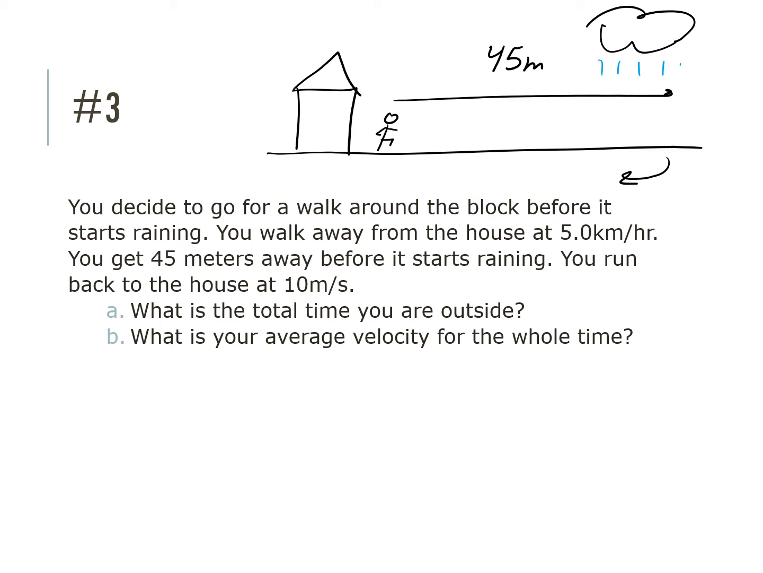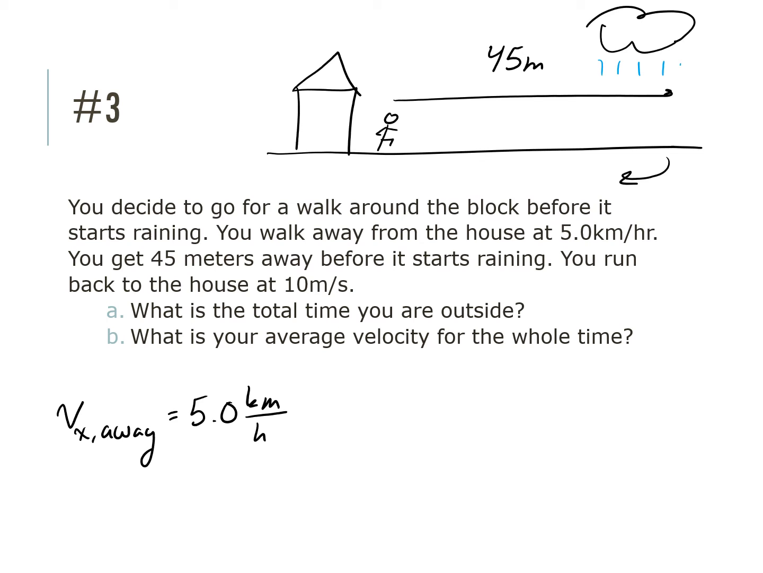So this is what is going on. We've drawn a picture. We now want to go through and write out our variables. I'm going to have away from home, which I'll call away, and towards home, which I'll just call home. I have a value for my speed when I run in the x direction away, and that is given as 5 kilometers per hour.